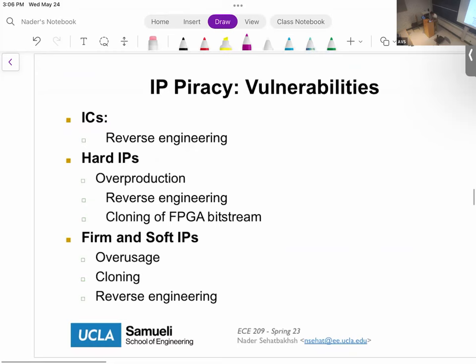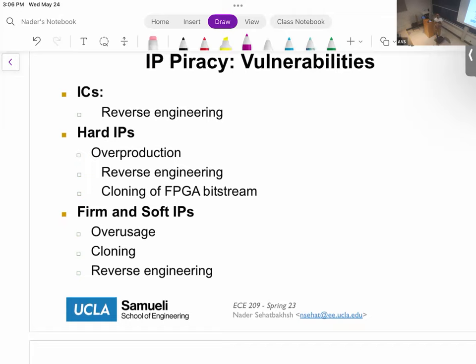So what are the vulnerabilities? The vulnerability is that you can reverse engineer these IPs, whether soft or hard, or the GDS2 file. You can overproduce the hard IPs. The hard IPs are usually hard to reverse engineer. Sometimes you can, but most of the time you can just overproduce them. And then you can clone the soft IPs. You can reverse engineer soft IPs, or you can overproduce them.